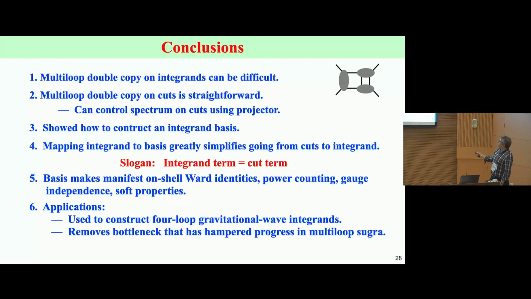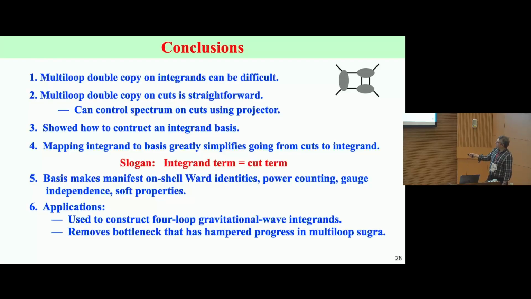Okay, so the conclusions are multi-loop double copy on integrands. If you're working only on the integrand using color kinematics duality, that can be difficult. On the other hand, if you do it on the cuts, it's straightforward. We can control the spectrum using projectors. And the key was to construct an integrand basis, which I described in a little bit of detail. And I guess we can summarize the slogan. The slogan is an integrand term is a cut term.